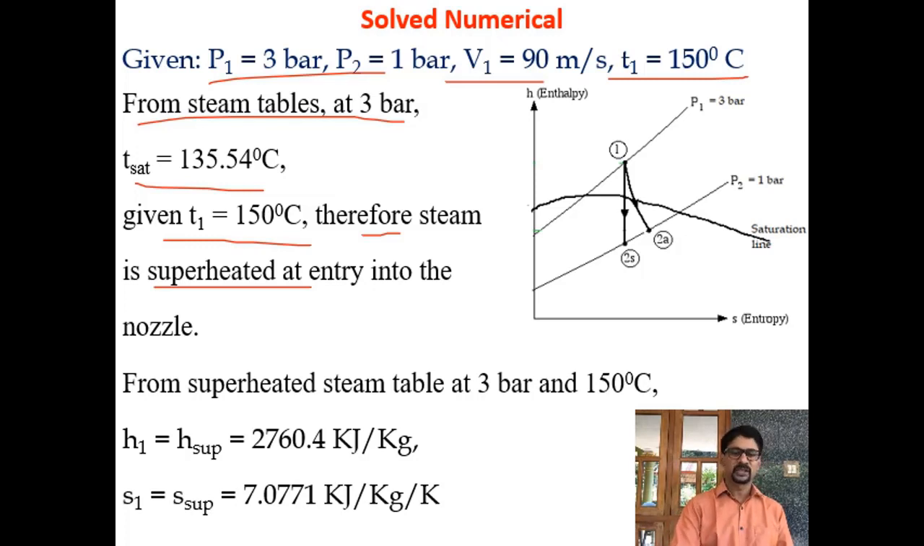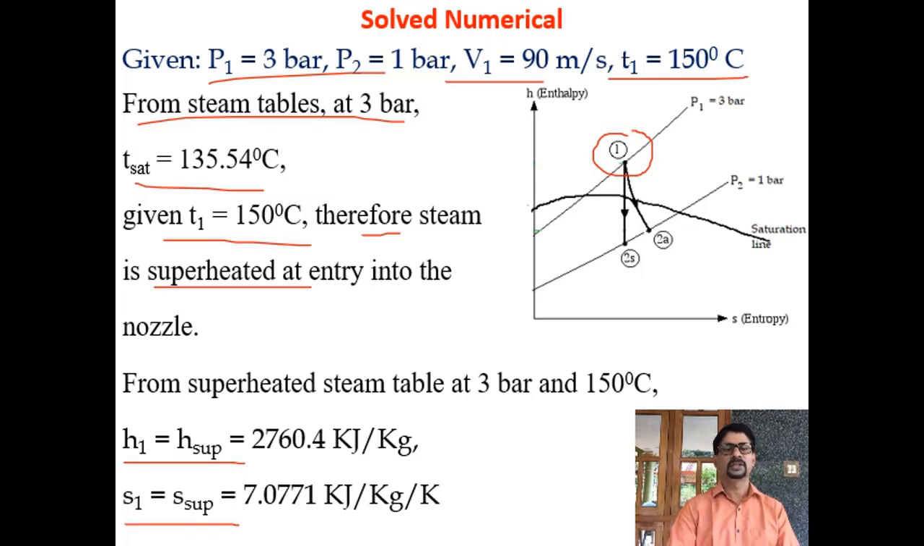So we are not interested in a specific volume. Let us note down the H and S values. At 150 degrees, H is 2760.4 and S is 7.0771. That is the enthalpy and entropy at 3 bar and 150 degrees Celsius from the superheated table. So H1 is equal to H super and S1 is equal to S super.